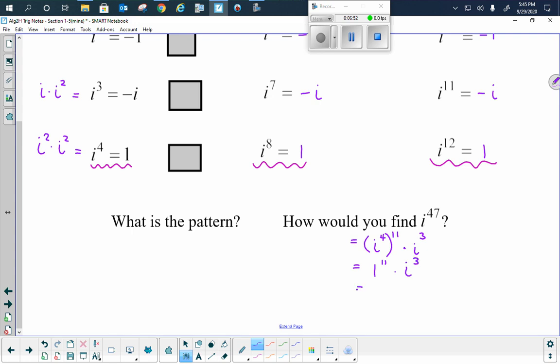And now that means all I have to have memorized is what i cubed is, okay? Or go back and create it if I can't remember. So this is really 1 times i cubed, which is i cubed, and then you'll tell me that that equals negative i. And there's your final answer. Okay? All right, so make sure that if we're giving you any i problems where you've got powers greater than 4, that's the work that you're showing.